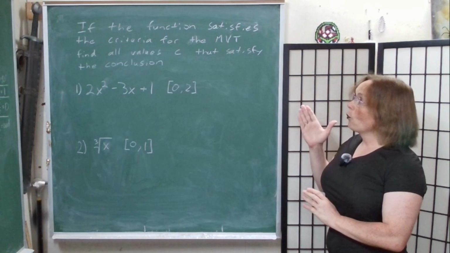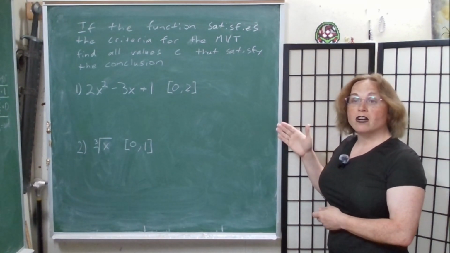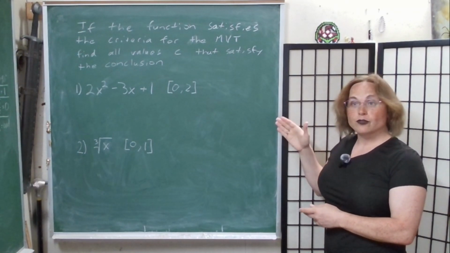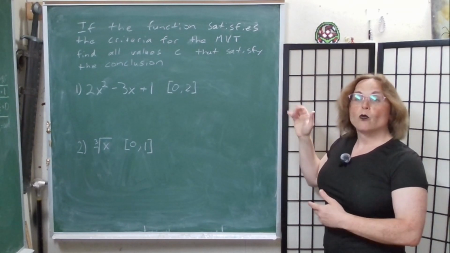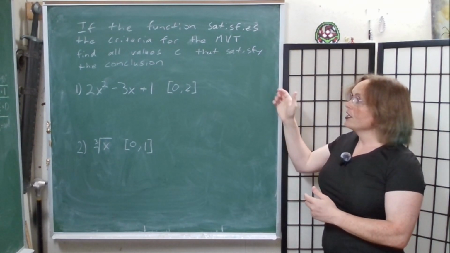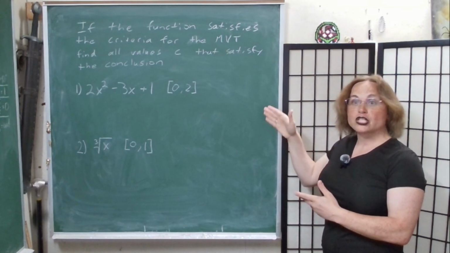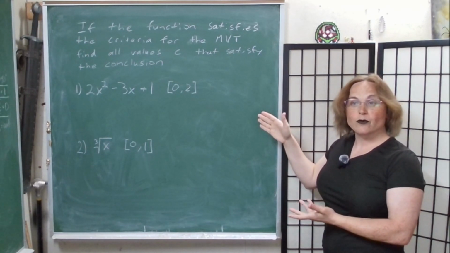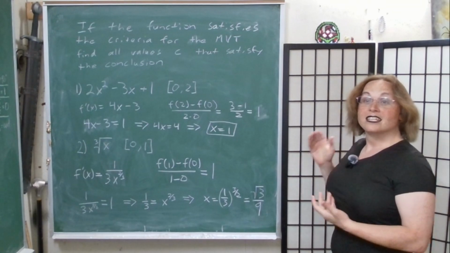Now, when we're talking about the criteria, remember that you need to make sure that the function is continuous on the closed interval and that it's differentiable on the open interval. And when we're talking about the conclusion, we're saying that we want to find the points where the derivative has the same slope as the average rate of change on the interval. So we're going to look at the answers to these in 3, 2, 1. How did you do?